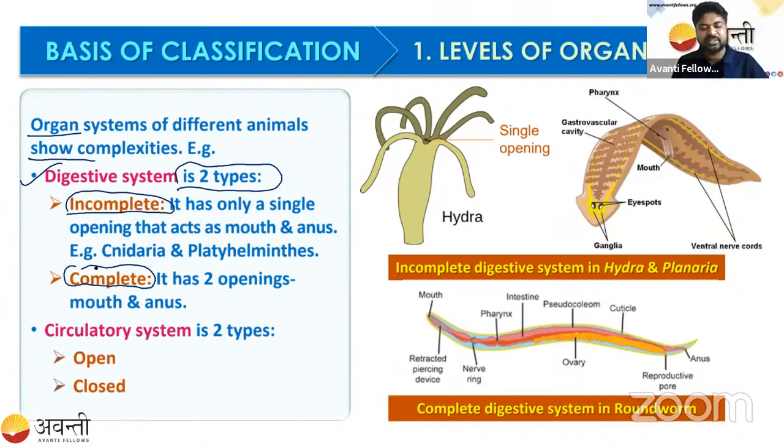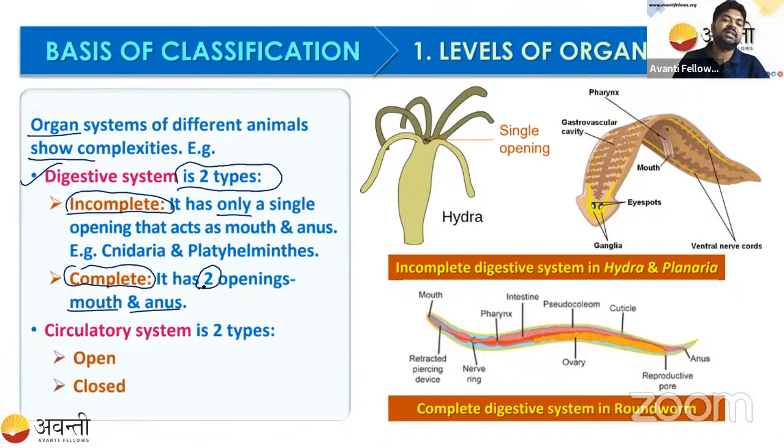Then what is the difference between complete and incomplete digestive system? In the incomplete digestive system, there is only a single opening, and that single opening acts as a mouth as well as anus. That means both functions are done by only one opening. That is known as the incomplete type of digestive system. You want to remember all these things, because on this basis we classify the organisms. Next one is the complete digestive system, where you can see two openings separately, mouth and anus. That is known as the complete digestive system.